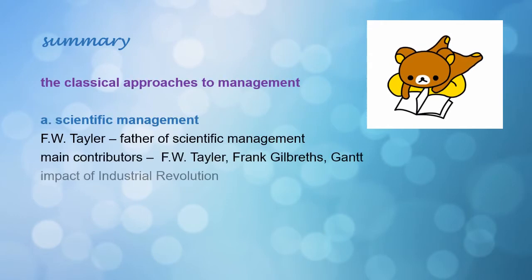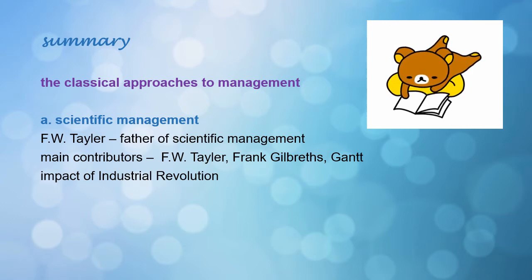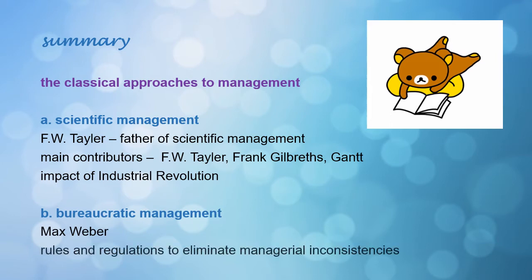The 3 classical theories: scientific management, bureaucratic, and administrative. First, scientific management. F. W. Taylor was the father of scientific management. The main contributors are F. W. Taylor, Frank Gilbreth, and Henry L. Gantt. Bureaucratic management. The contributor, Max Weber. In bureaucratic management, rules and regulations eliminate inconsistencies.